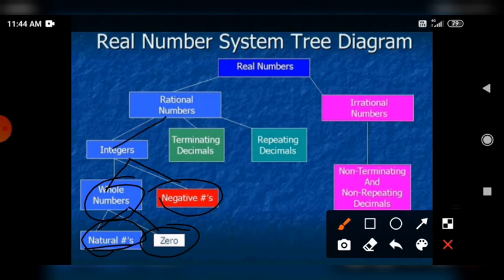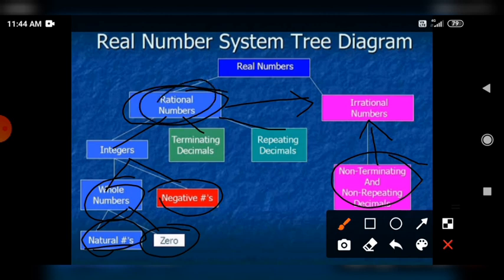Integers, terminating decimals and repeating decimals together give us rational numbers. Except for rational numbers, the remaining numbers are called irrational numbers. Non-terminating and non-repeating numbers are called irrational numbers. Rational numbers and irrational numbers together give us the real number system.